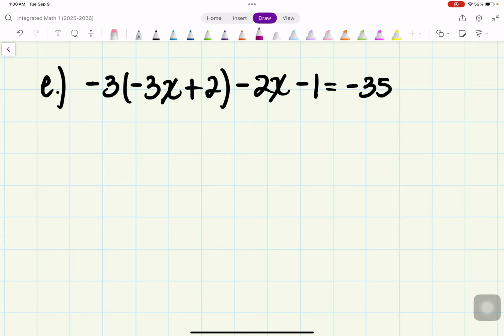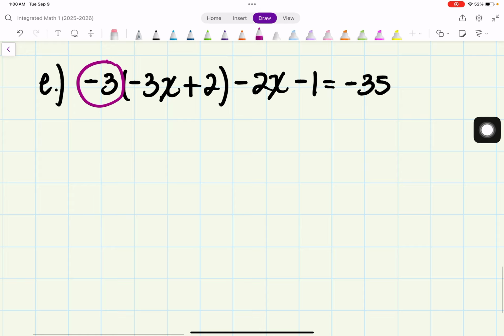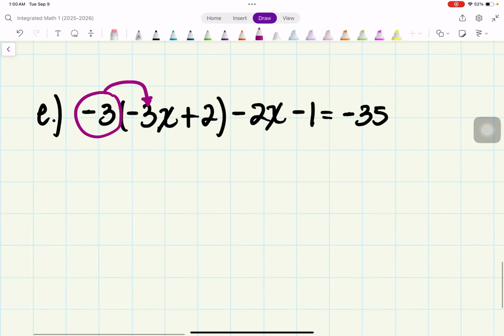So same idea, guys. I have a negative 3 times the quantity negative 3x plus 2, minus the quantity 2x minus 1, is equal to negative 35. So first things first, guys, let's go ahead and distribute this out. So multiply into the parentheses.